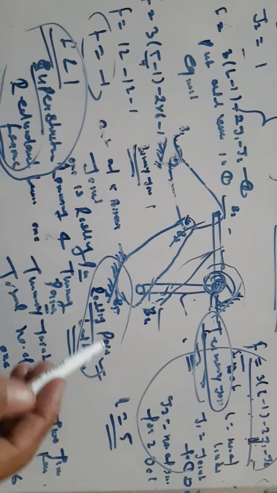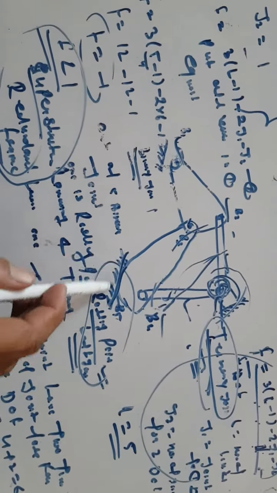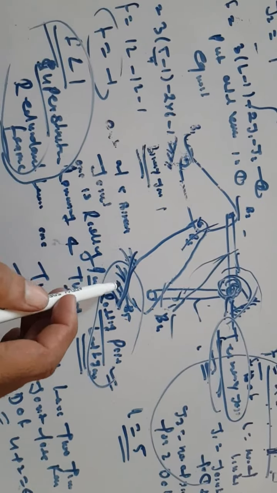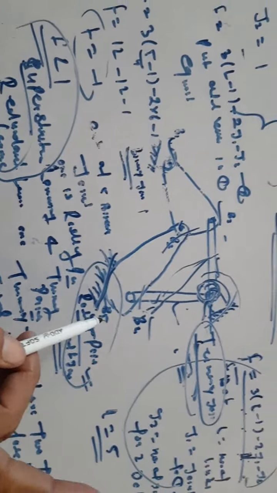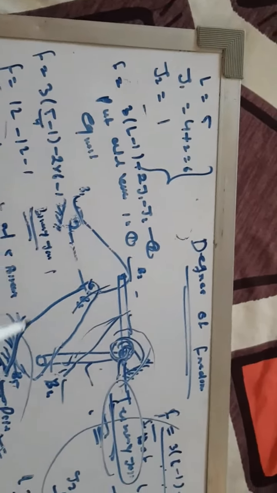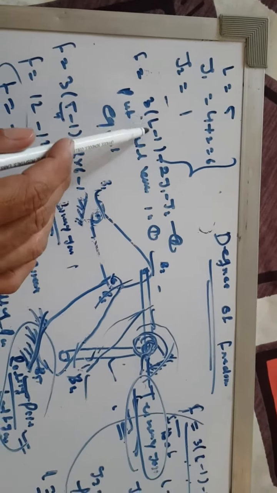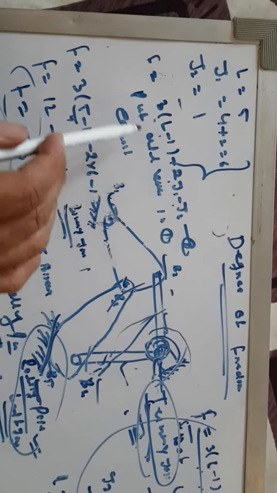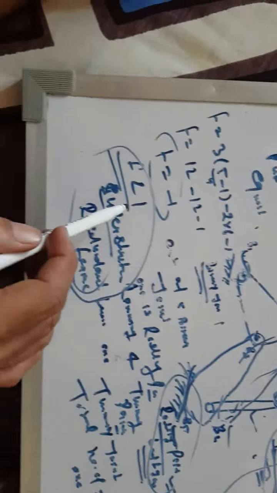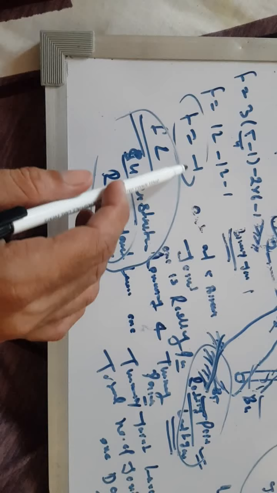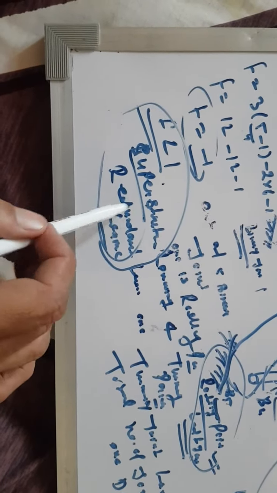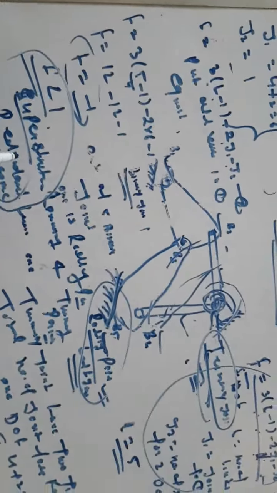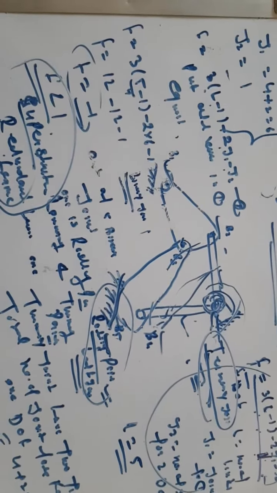And 2 degrees of freedom is a sliding pair, because it moves in any direction. So it is 2 degrees of freedom, g1. So all the values are put in this equation, 3 times (L minus 1) minus 2j minus g1, and then we calculate the value of F, which is equal to -1, which is less than 1, called a superstructure or redundant. So that is the way of calculating the degree of freedom.